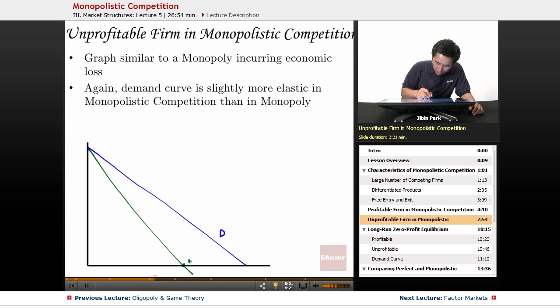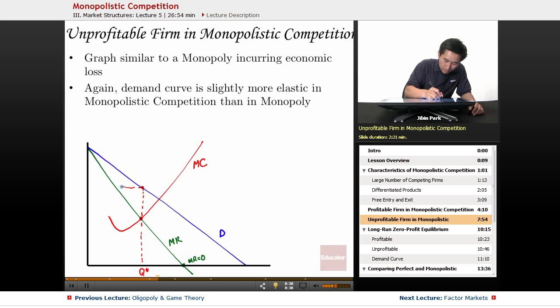Again, it doesn't hurt to put MR equals 0 at that point. And this is the marginal revenue. Just do it. Marginal cost. The profit maximizing quantity is Q star. The profit maximizing price would be P star.